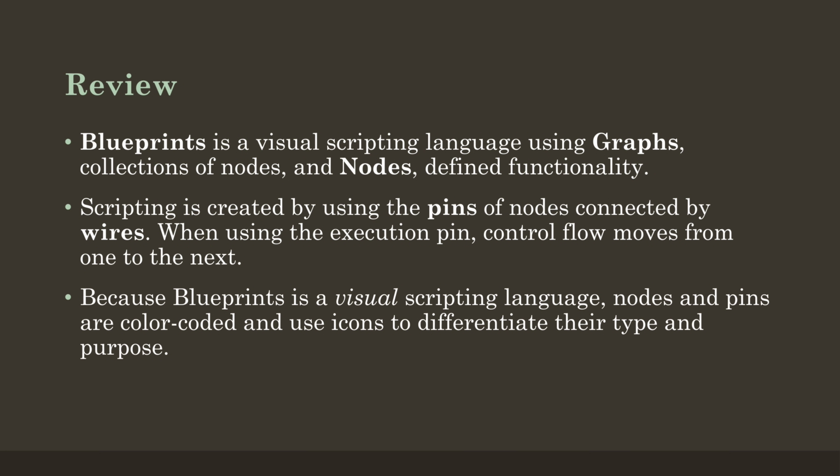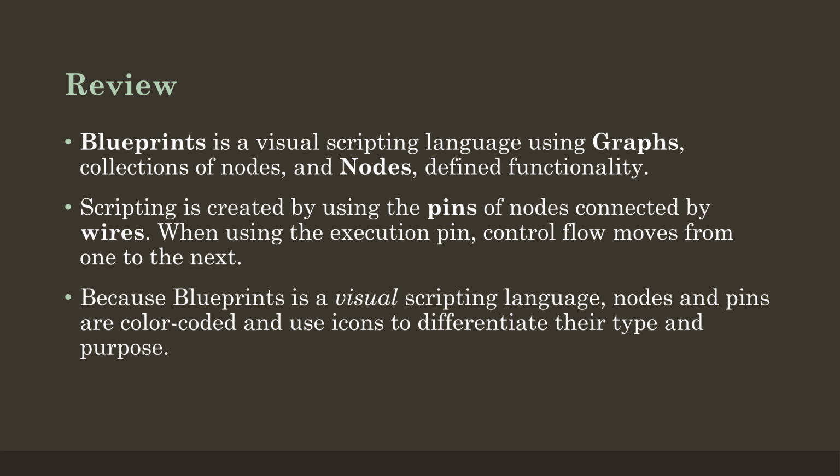Blueprints is a visual scripting language using graphs, collections of nodes, and nodes define functionality. Scripting is created when we use the pins of these different nodes connected by wires. We make connections between these different nodes. When using the execution pin from one node to the execution pin of another node, we create a control flow from one node to the next, creating a sequence of functionality.